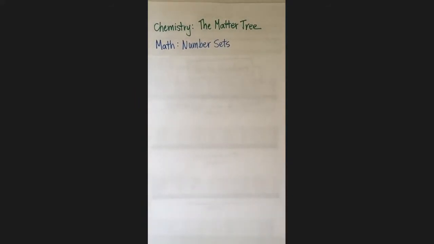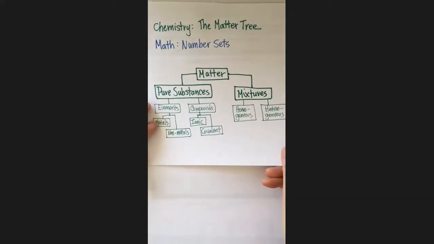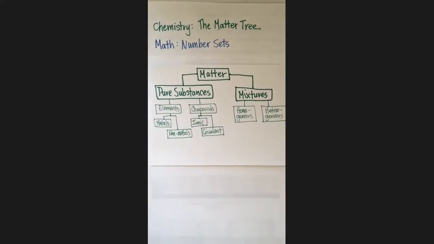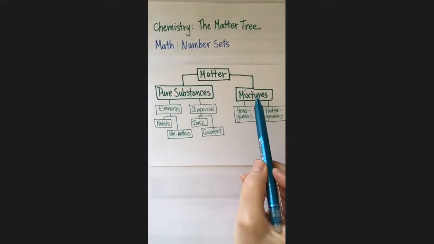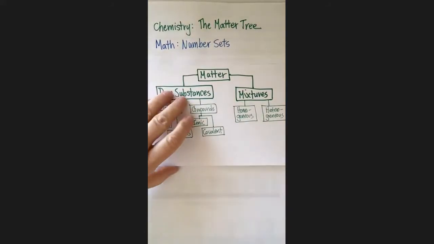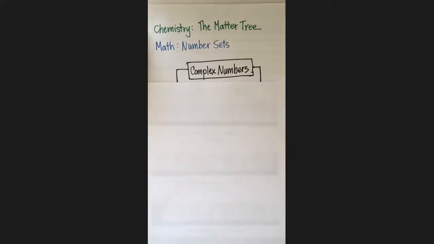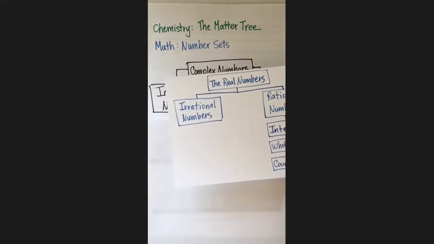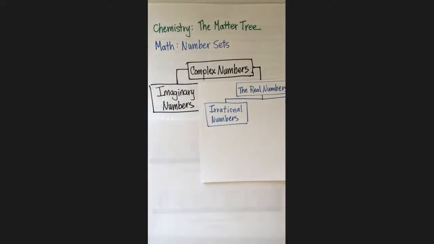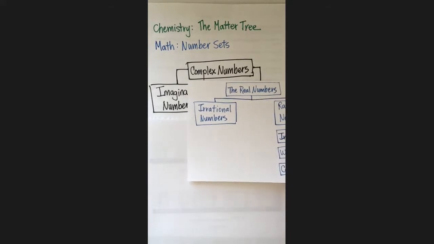So in chemistry, we start with matter, and the first major division under matter are the pure substances and the mixtures. In math, the set of complex numbers is the set of numbers that includes all the other sets of numbers. The first major division under complex numbers is imaginary numbers and real numbers. And so all the real numbers that I showed you here would go here in this kind of number tree.